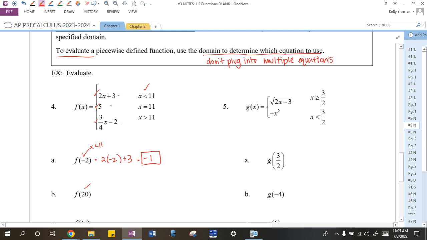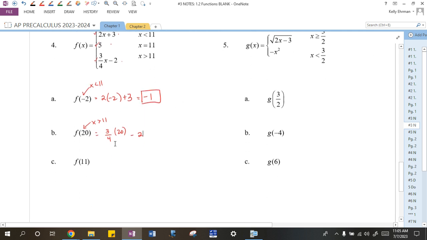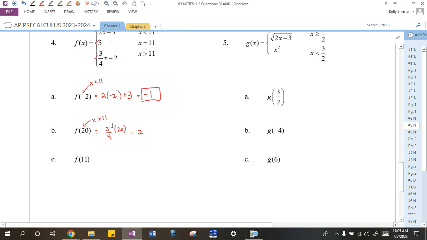f of 20. 20 is an x value that's greater than 11. So we're plugging into the bottom, 3/4 times 20 minus 2. Please get into the habit of dividing before you multiply in terms of fractions. Instead of saying 3 times 20 is 60 and dividing by 4, you're giving yourself bigger numbers to work with. Reduce 20 over 4 first. You can divide 4 by 4. You can divide 20 by 4. And then you've got 3 times 5 is 15. 15 minus 2 is 13.